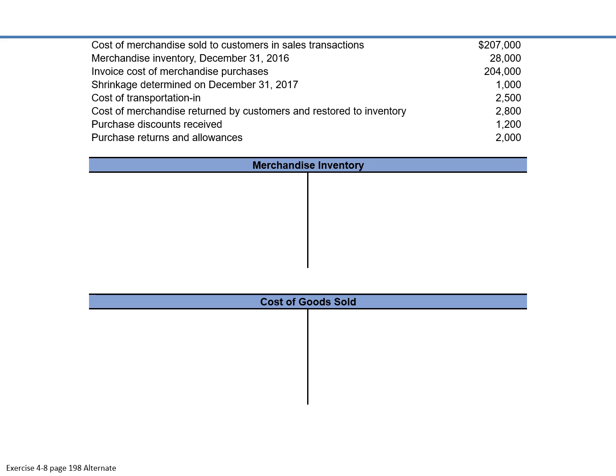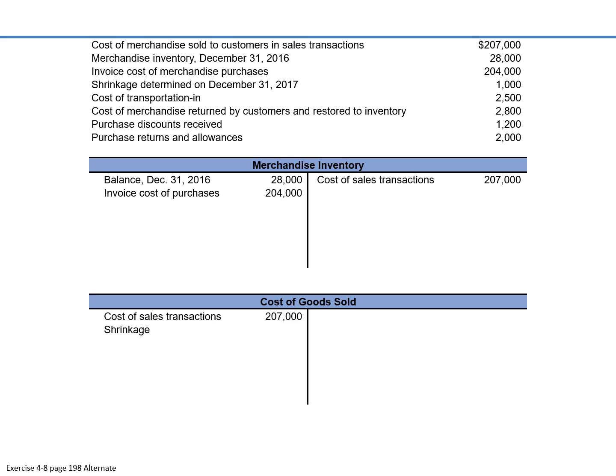All right, cost of merchandise sold to customers. So a debit to cost of goods sold and a credit to merchandise inventory. Merchandise inventory beginning balance is $28,000. That's a debit side transaction. The invoice cost of merchandise purchases is the debit side as well. The other side would be cash or AP or something like that.